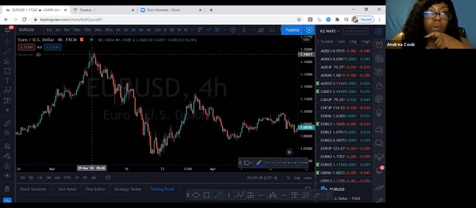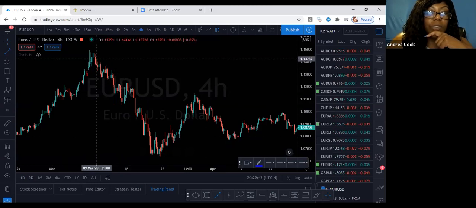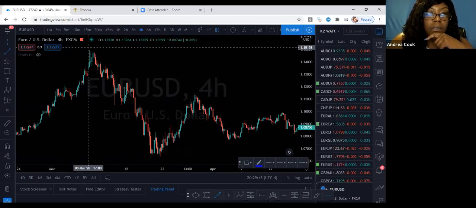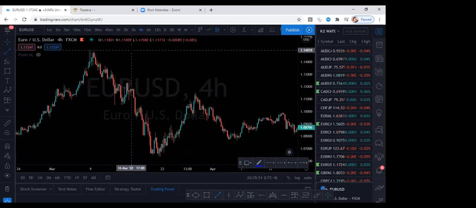Somebody tell me, let's do something about this here. So what type of trend line will we be drawing? What's going on with this market? Somebody unmute themselves and tell me. It's a bearish market.